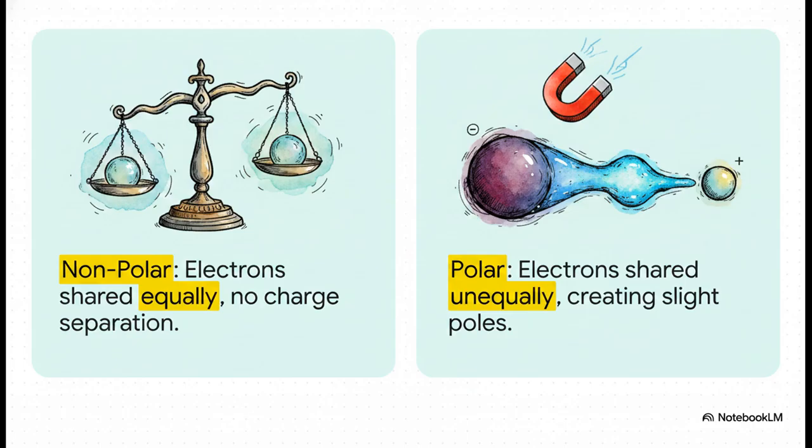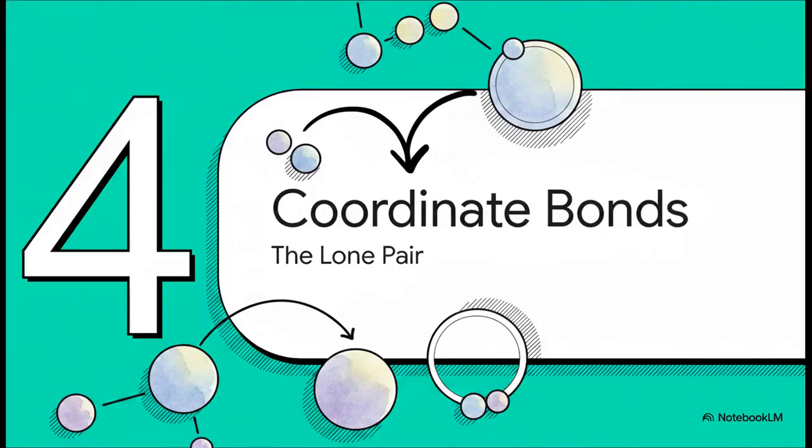But sometimes, when the atoms are different, one pulls way harder on the shared electrons. That unequal tug-of-war pulls the negative charge closer to one side, making a polar molecule with a slight electrical charge at its ends, kind of like a tiny magnet. And that unequal dynamic sets us up perfectly for part 4, coordinate bonds, the lone pair.